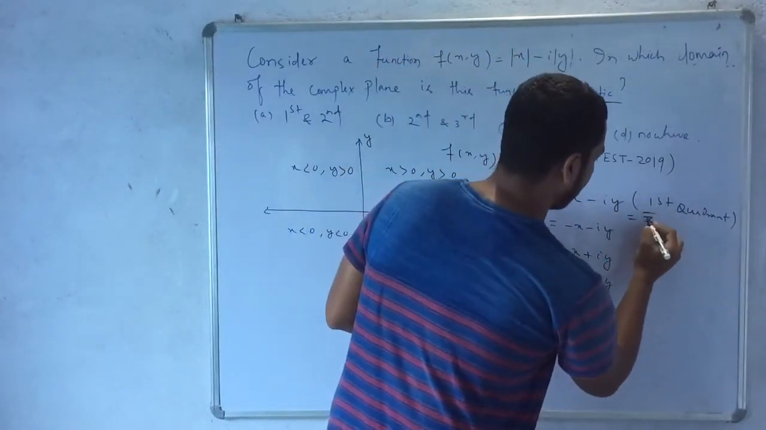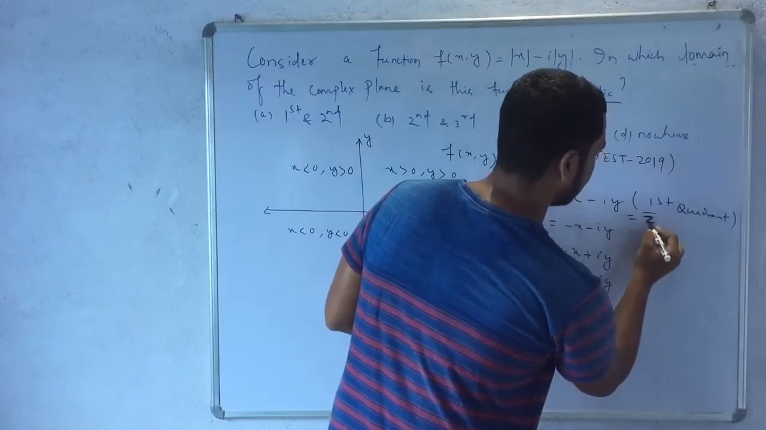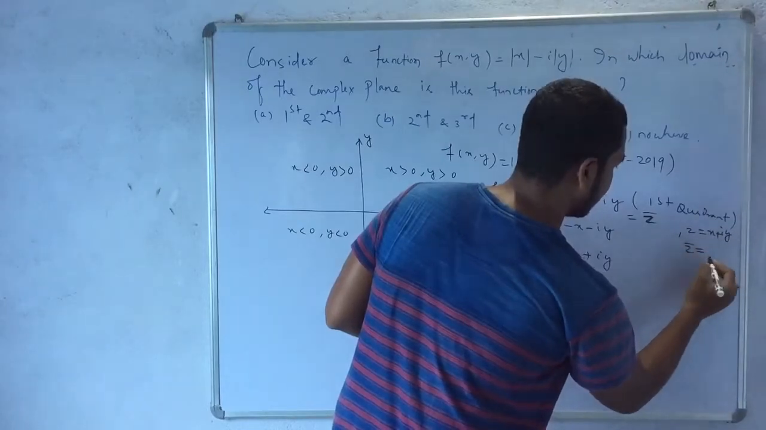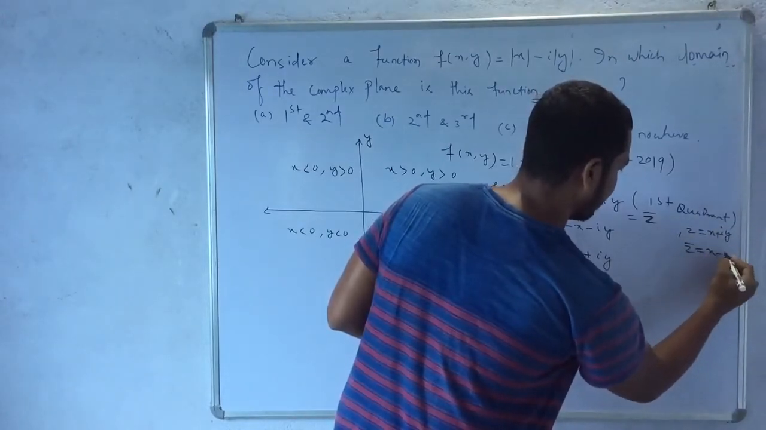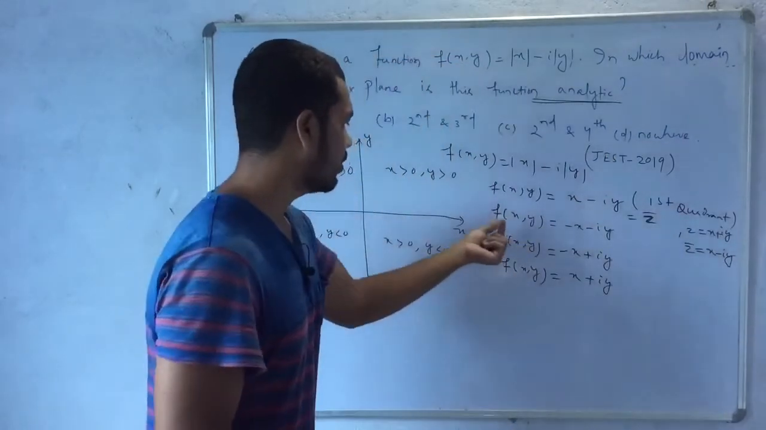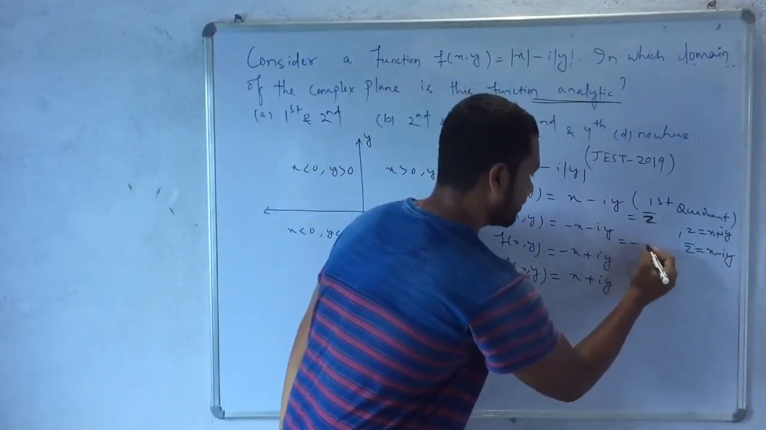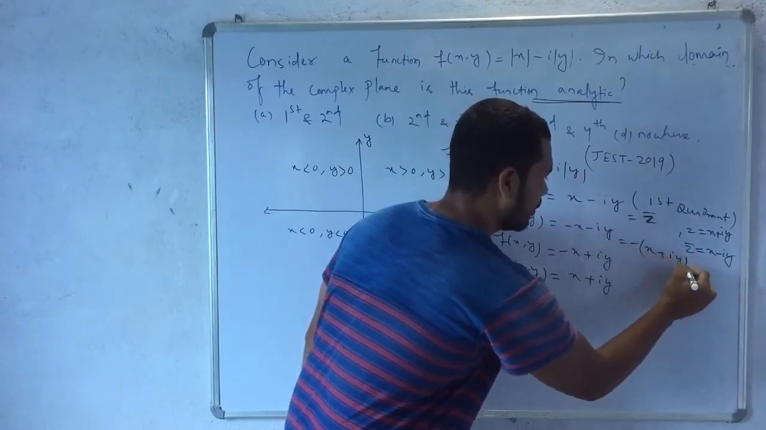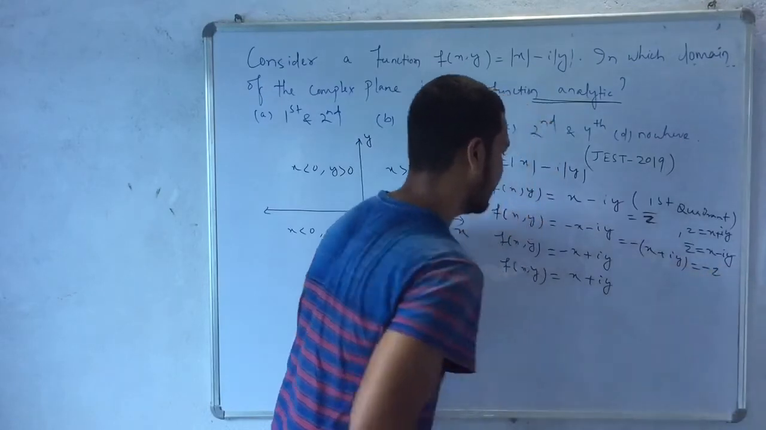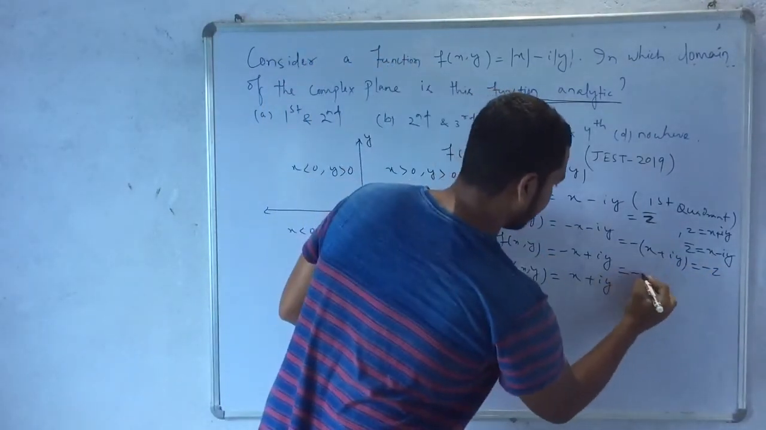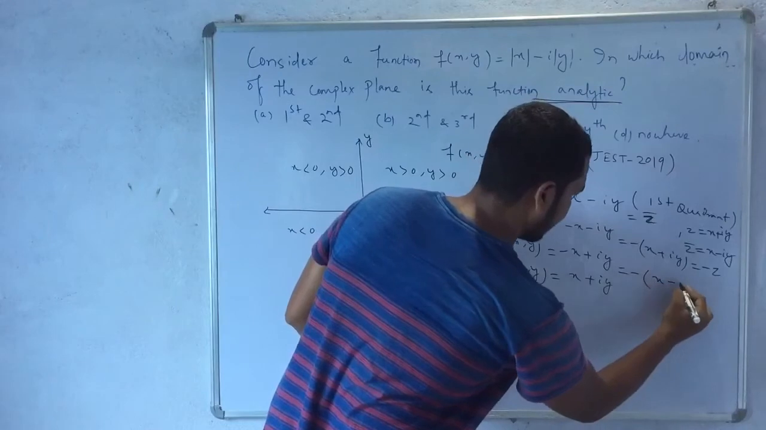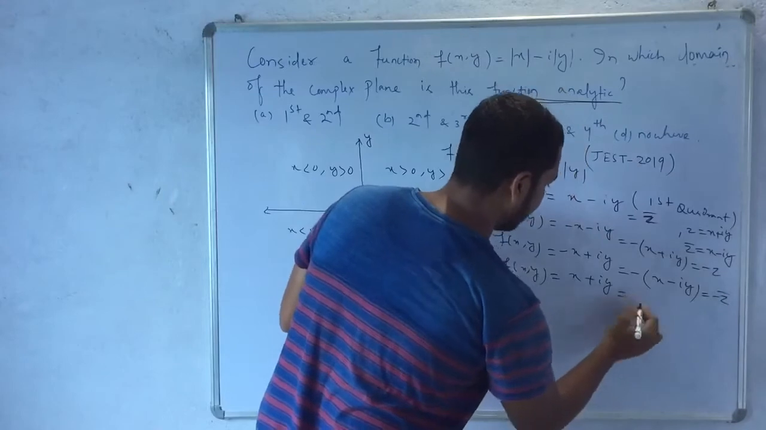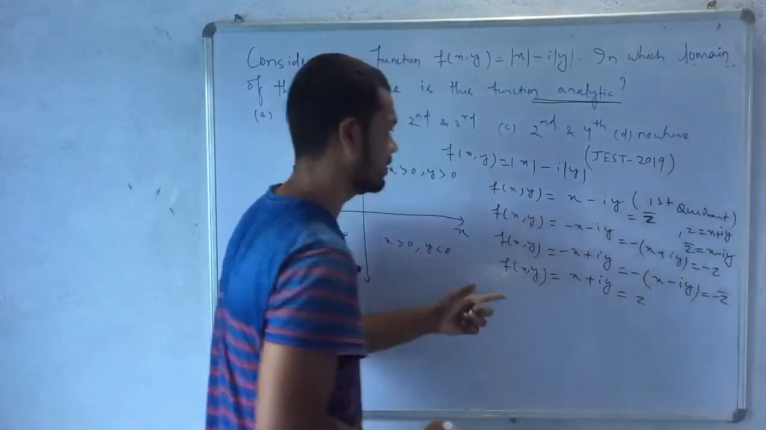Now if you convert this into z, you can write x minus iy as the complex conjugate of z, where z is equal to x plus iy. You know the complex conjugate of z is x minus iy. Similarly, f(x,y) can be written by taking minus outside: minus of (x plus iy), which equals minus z. And taking minus outside, you get x minus iy, which equals minus z bar, and here you will get only z.